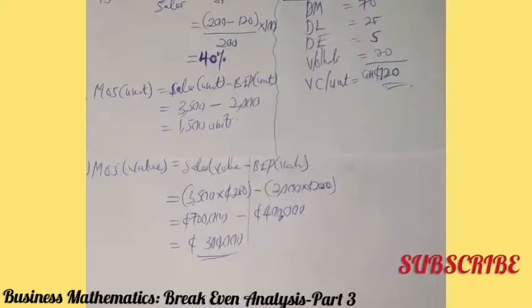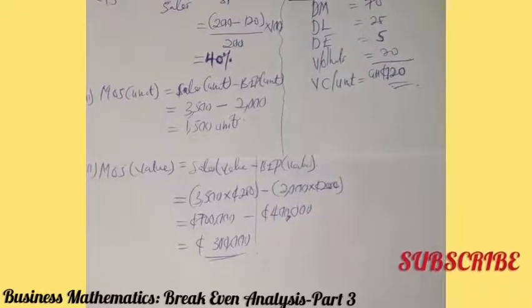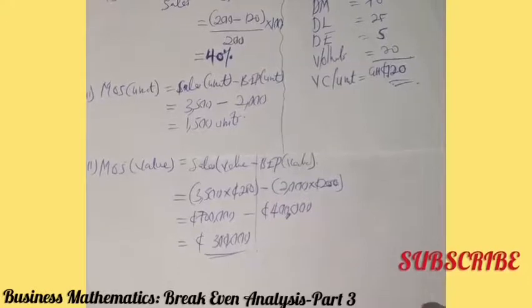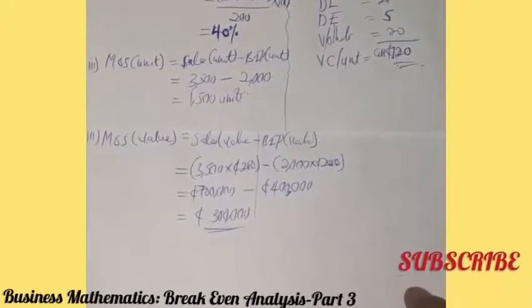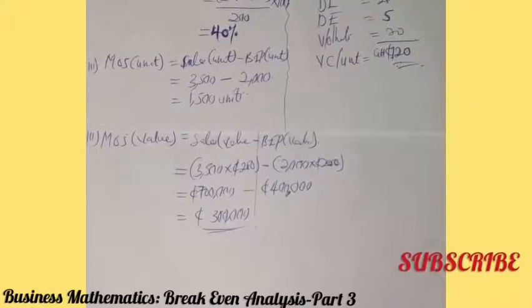Then lastly, you can talk about your sales to earn a profit of 200,000. That's your targeted profit in terms of sales. We said targeted profit in terms of sales. That one too.